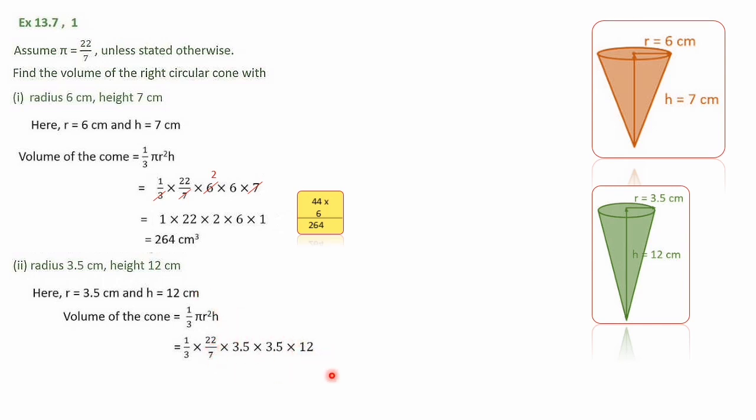This type of calculation we have done before also. So in this 3.5 and 3.5, there are two decimal values. We have to remove this decimal and make it a fraction.